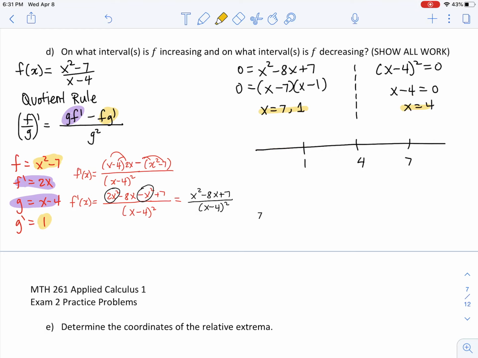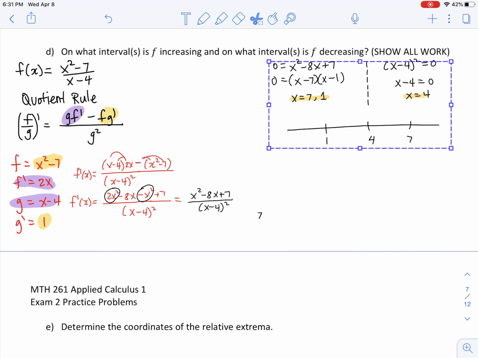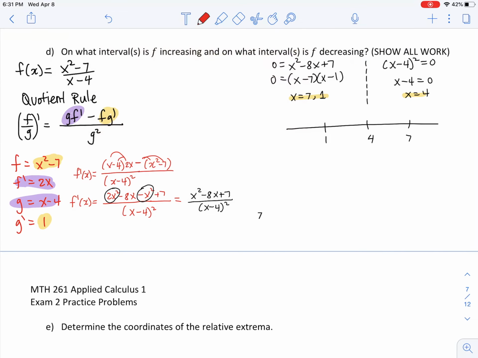So I'm sorry, it's going to be a lot of checking now. We have to check each of these intervals and see if the derivative comes out to be positive or negative in each of these intervals. So first, let's find f prime of 0. 0 is a number that's to the left of 1, so that will work. Plug in 0 into the f prime of x. That will be 0 minus 0 plus 7 over (0 minus 4) squared. Notice, because the denominator is always going to be positive because it's squared, the sign of this derivative really depends on the numerator. And 7 over a positive number, this will be a positive.